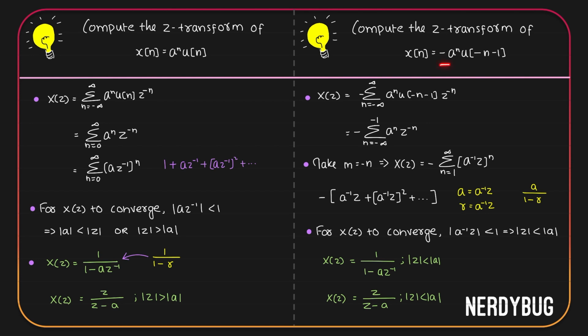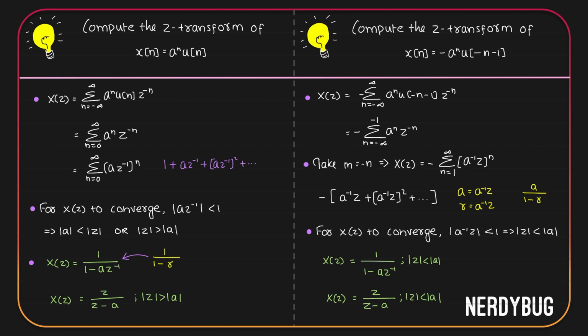For the sequence minus a raised to n u of minus n minus 1, we got the z transform 1 by 1 minus a z inverse, or z by z minus a. They both have the same rational function as z transform. The difference is in the condition. Here magnitude of z should be greater than magnitude of a. Here magnitude of z should be less than magnitude of a.